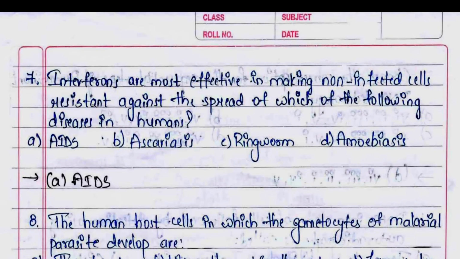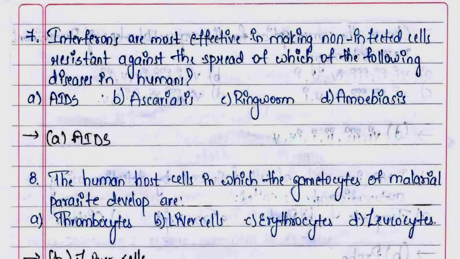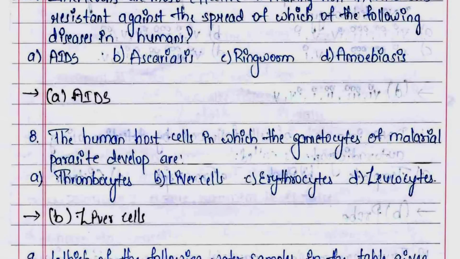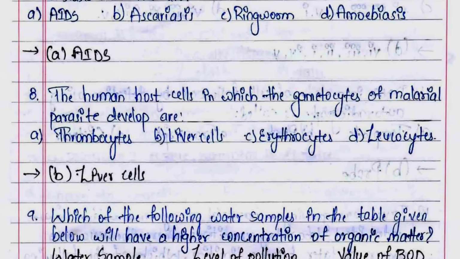Eighth, the human host cell in which the gametocytes of malaria parasite develop are: A. Thrombocytes. B. Liver cell. C. Erythrocytes. D. Leukocytes. The answer is B, liver cells.